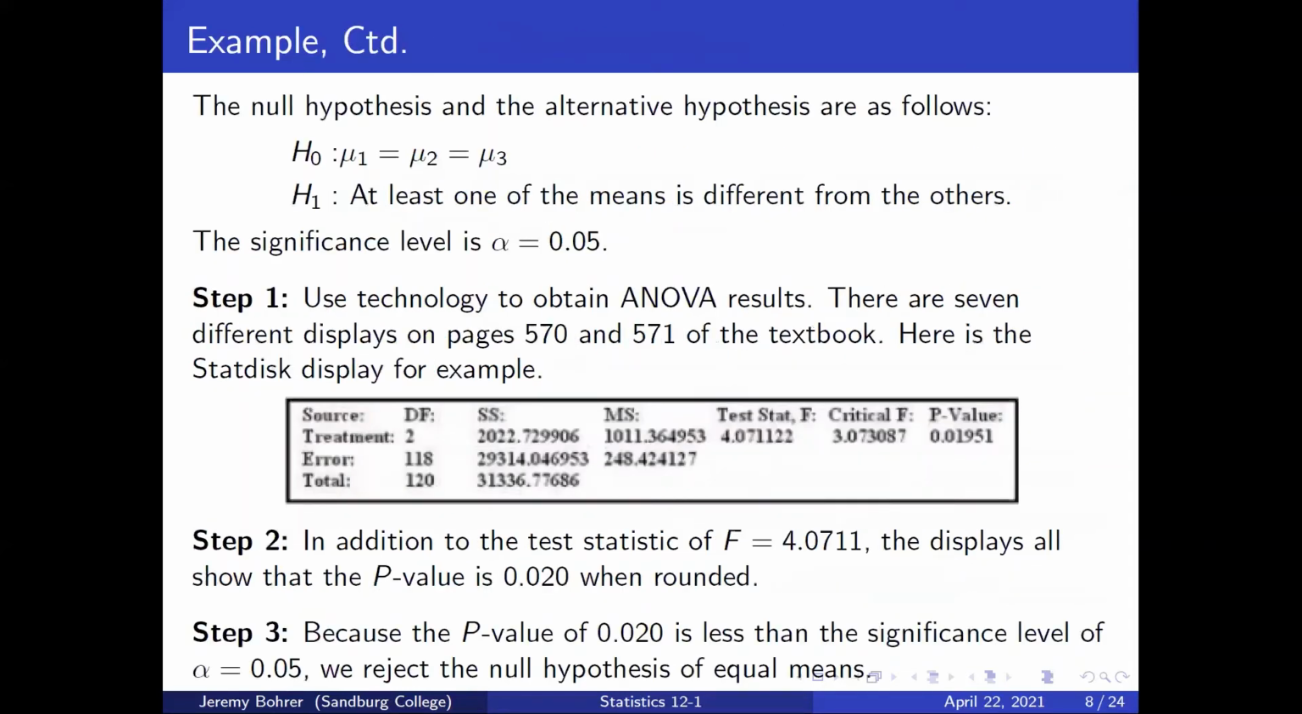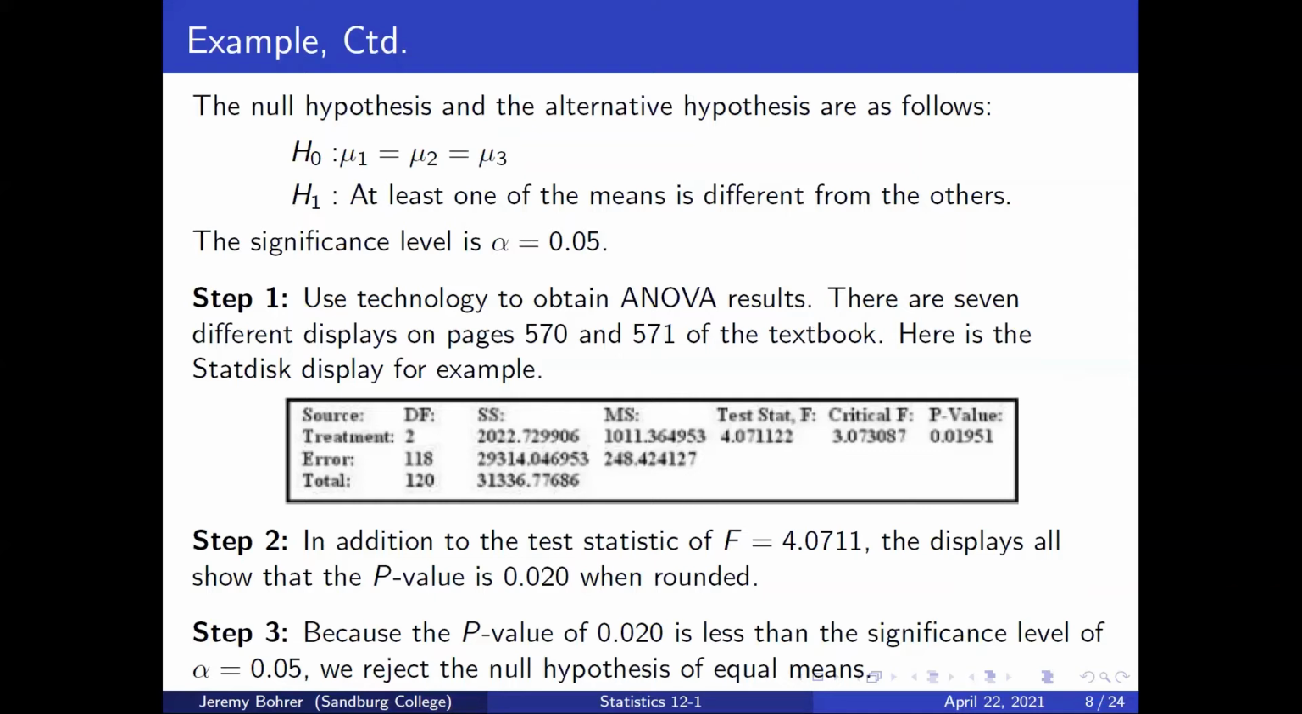The null hypothesis and the alternative hypothesis are as follows. H naught is mu1 equals mu2 equals mu3. H1 is at least one of the means is different from the others. The significance level is alpha equals 0.05. Step 1, use technology to obtain ANOVA results.